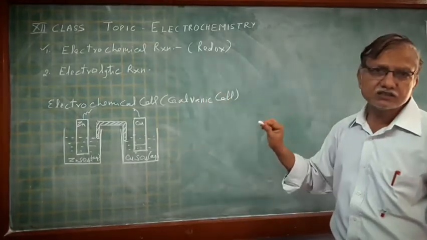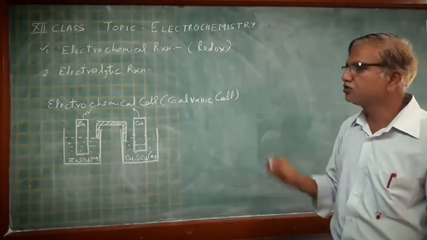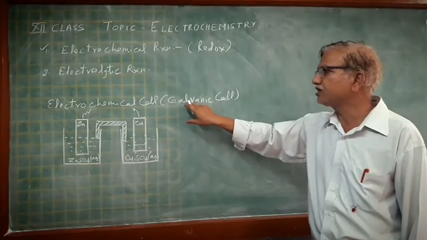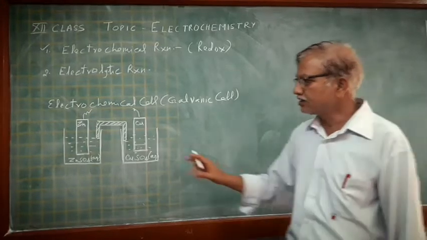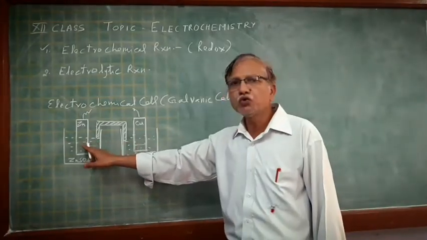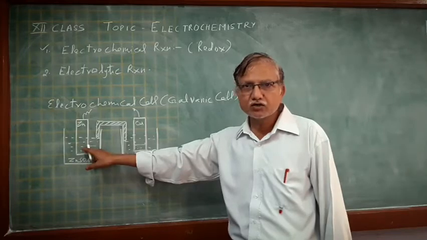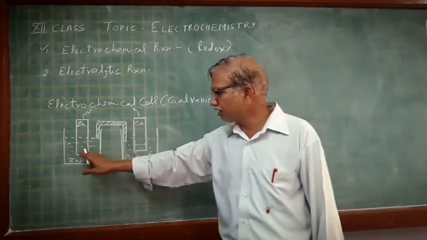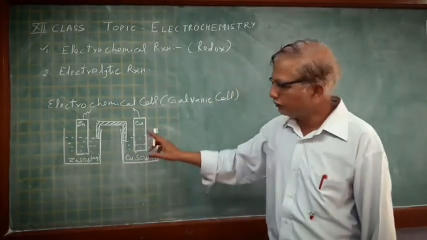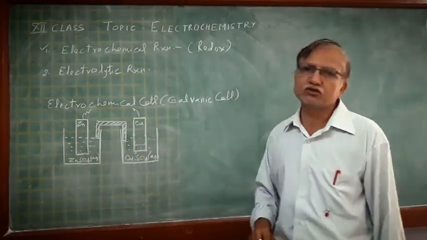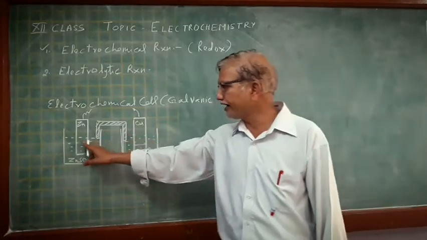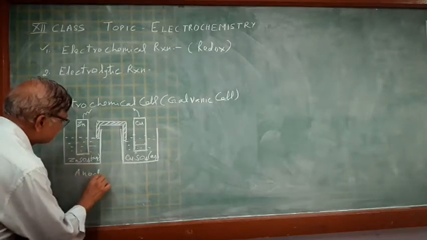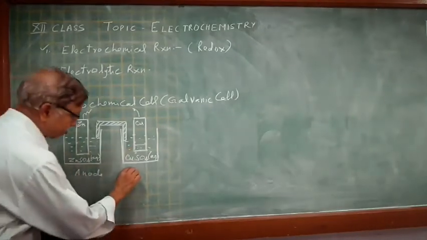It was first prepared by Luigi Galvani, so in honor of the scientist, its name is galvanic cell. In this galvanic cell, there are two electrodes. One is a zinc electrode, another is a copper electrode. The zinc electrode is dipped in zinc sulfate solution, and the copper electrode is dipped in copper sulfate solution. The zinc electrode acts as anode, and the copper electrode acts as cathode.